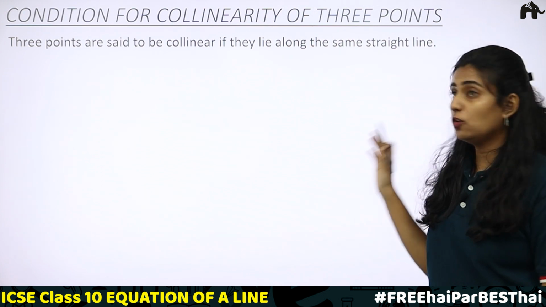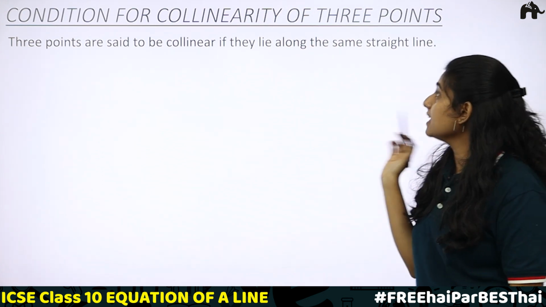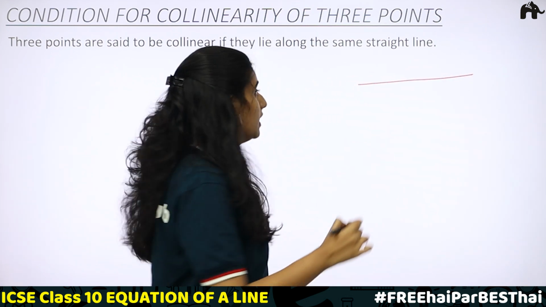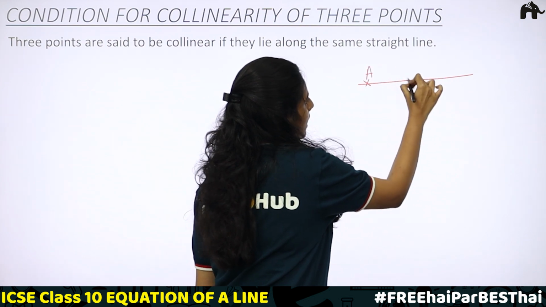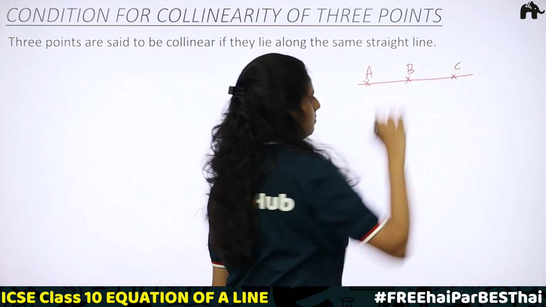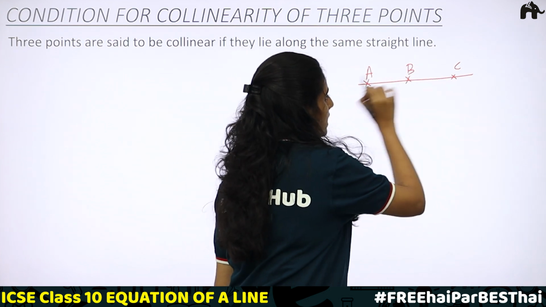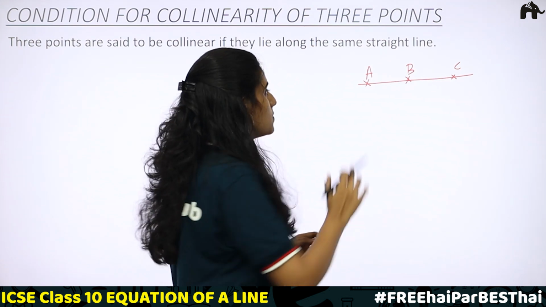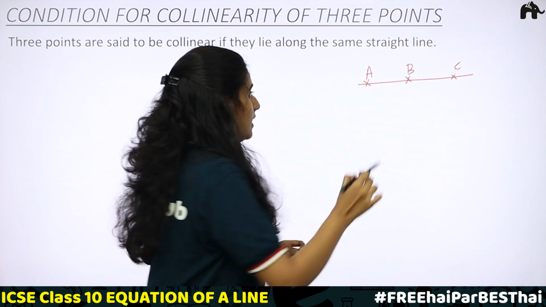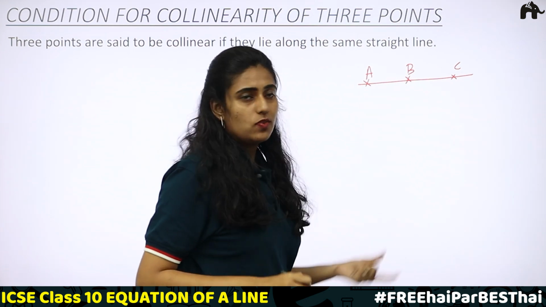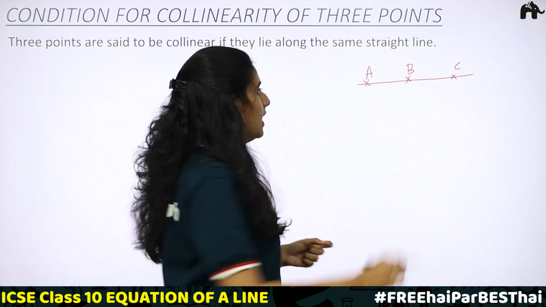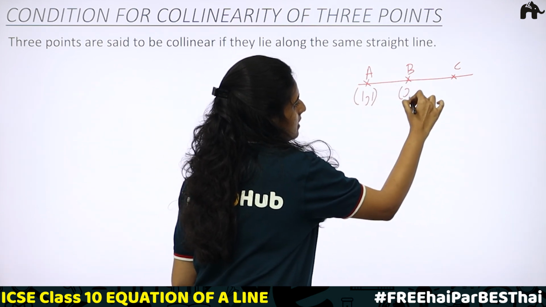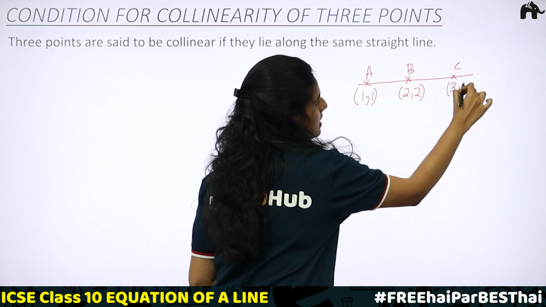3 points are said to be collinear if they lie on the same straight line. Let us take a straight line, and I am taking 3 points A, B and C. These 3 points lie on the same straight line. Now, we'll be discussing the slopes of different lines. Here we have AB as one part, BC as another part, and AC as another. Let us take some coordinates. A is (1, 1), B is (2, 2) and C is (3, 3).